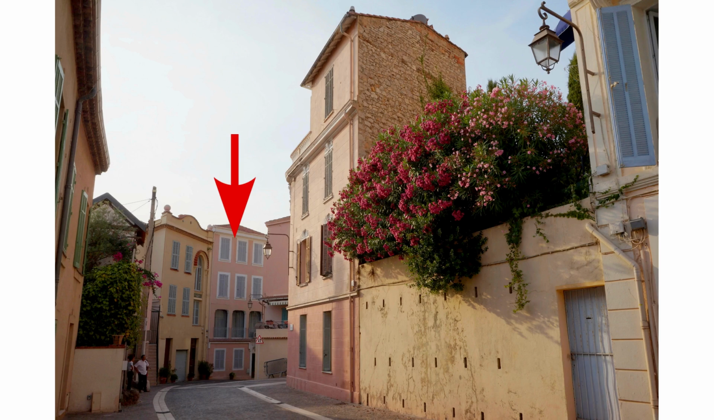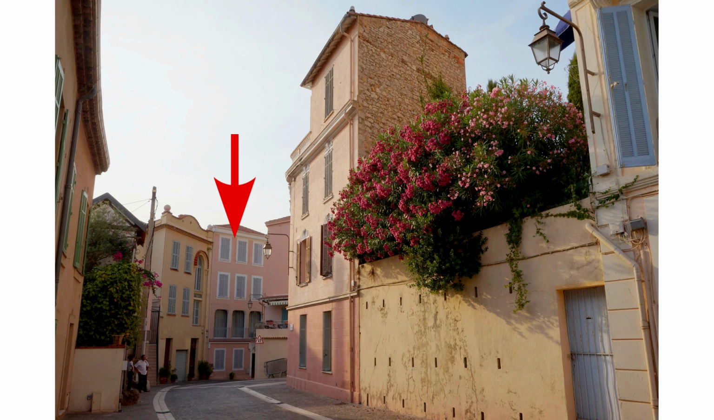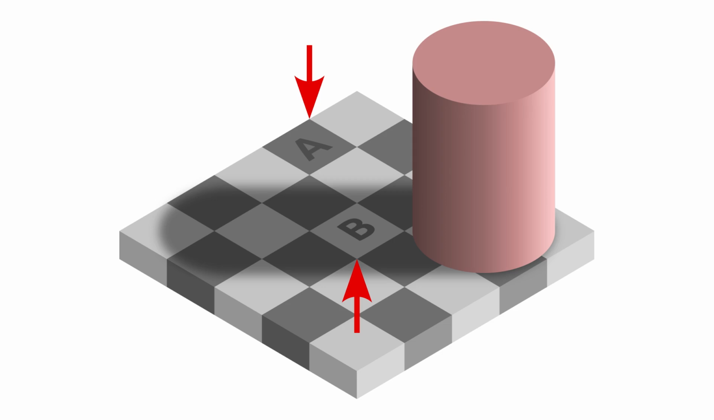What color is this building? Light pink? Not quite. But before we answer that, let's look at a few more examples to understand how context alters our color perception. Look at this checkerboard. What color are squares A and B?